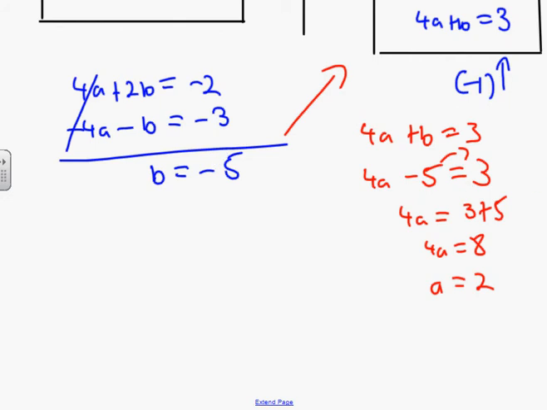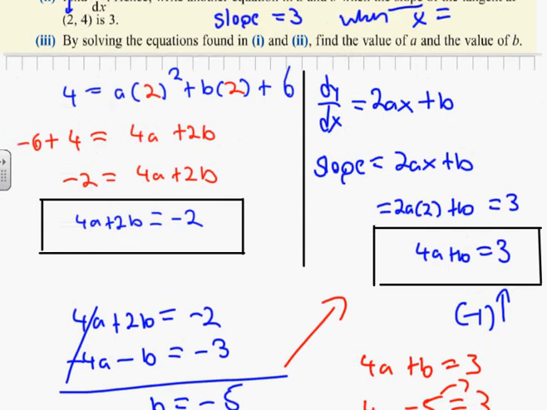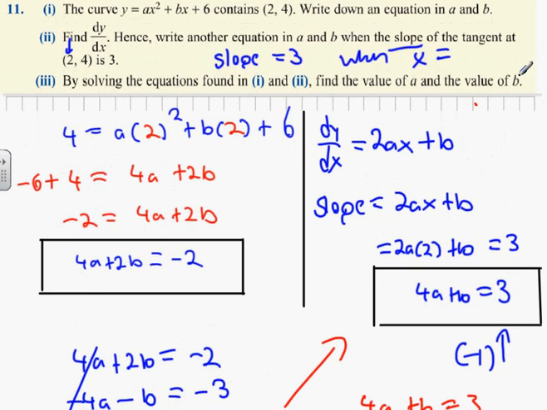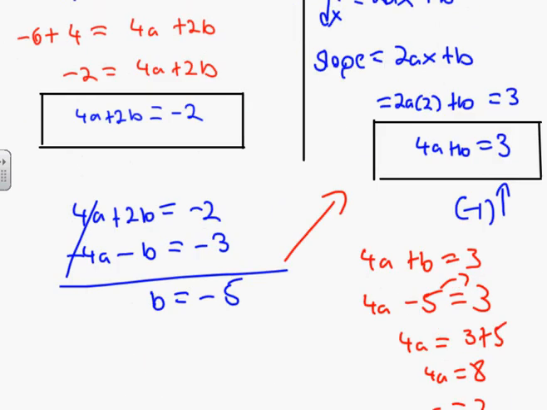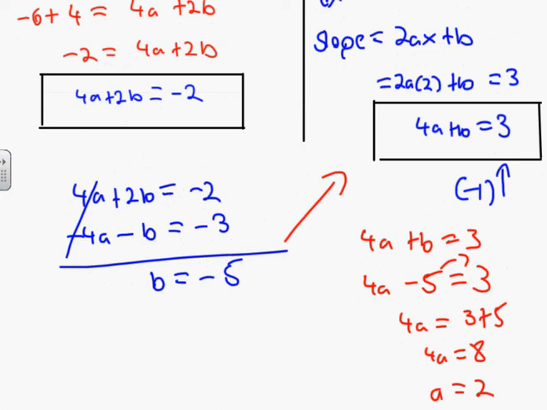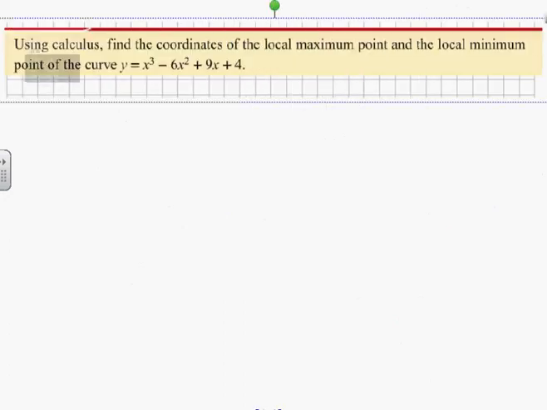Okay. Is that all we're asked? Yeah. We're only asked to find out what a and b are. Using calculus, find the coordinates of the local minimum and the local maximum.